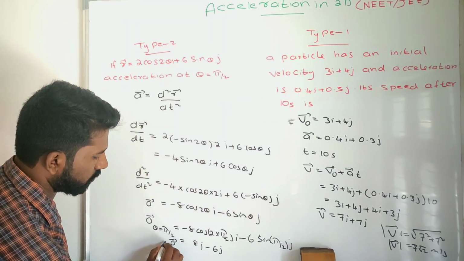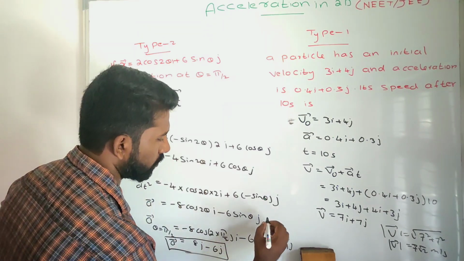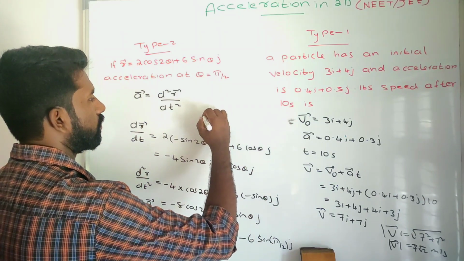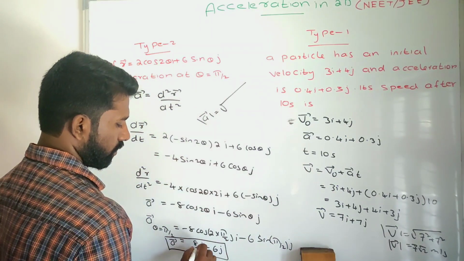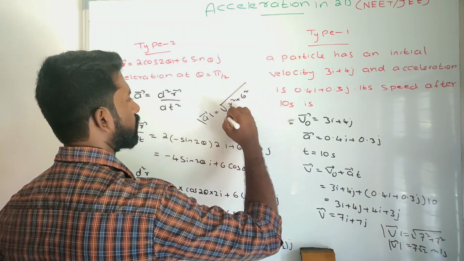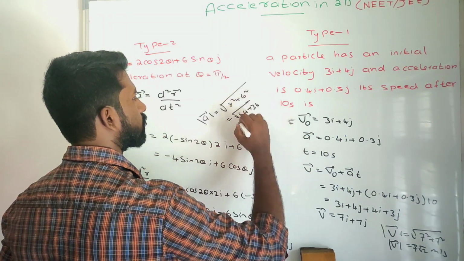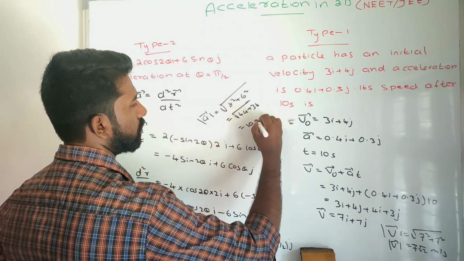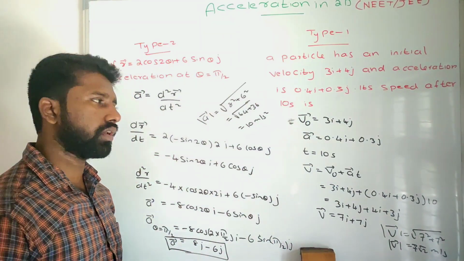This is the acceleration. If you want to find the magnitude of the acceleration, it is the square root of 8 square plus 6 square. 8 square plus 6 square is 64 plus 36, which equals 100. That is 10 meter per second square. That is the acceleration.